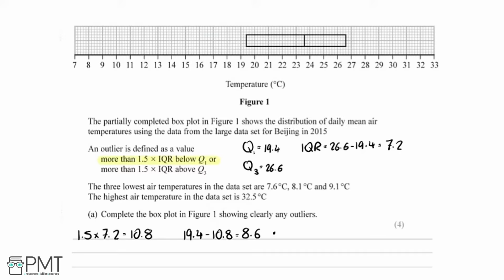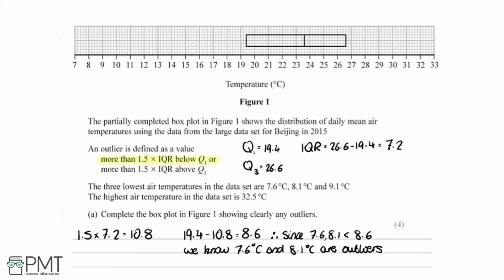So we can say therefore, looking at these three here, we've got 7.6 and 8.1 are less than 8.6. We know 7.6 degrees and 8.1 degrees are outliers. Okay, fantastic. Now what we can do actually is mark those on.